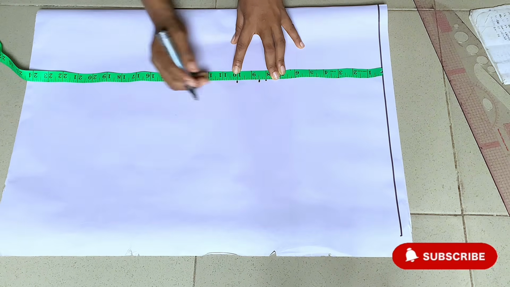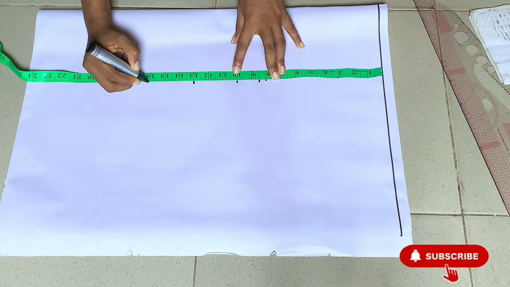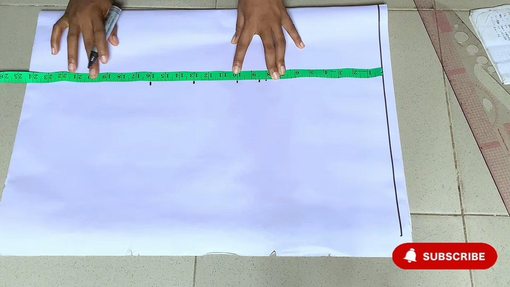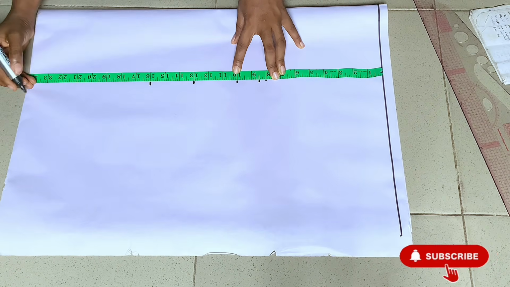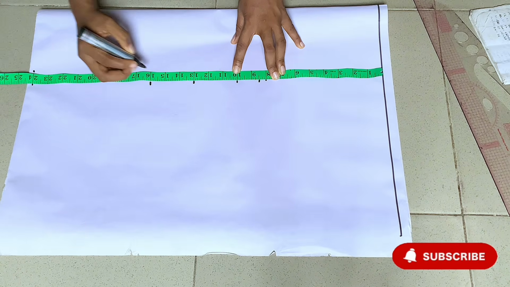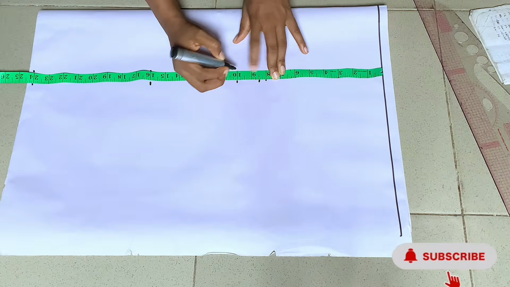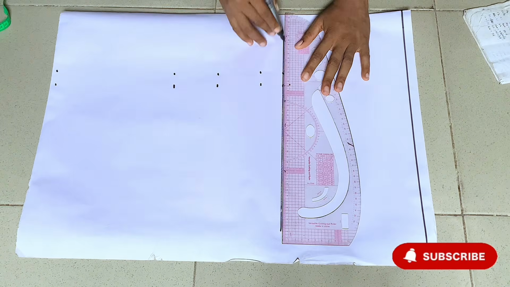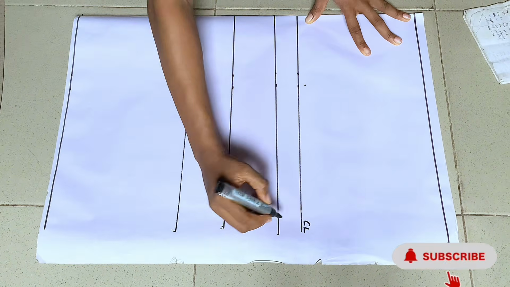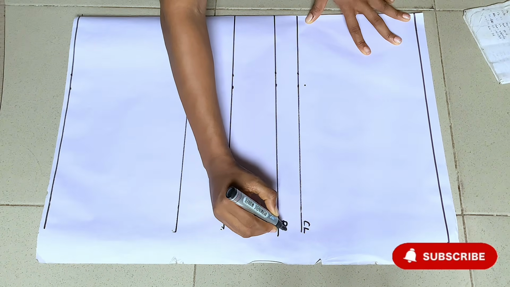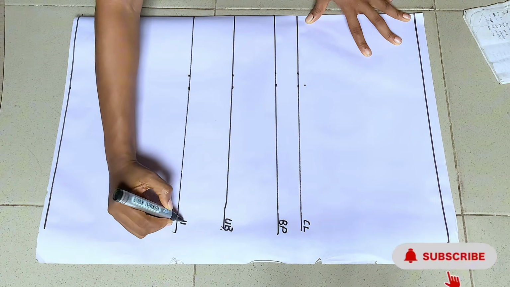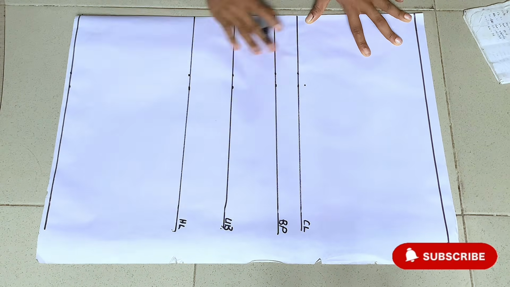I also went ahead to mark my shoulder to under bust, which is 13, and the shoulder to the waist, which is 16 for this person. I also went down by about 9 inches, which is the shoulder to the hip length. Now I'm going to draw a straight line across these points. After doing that, I labeled them: the chest line, bust point, under bust, and my waist line, which is also my half length.